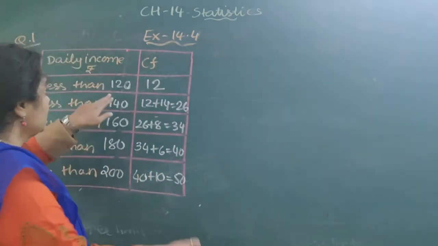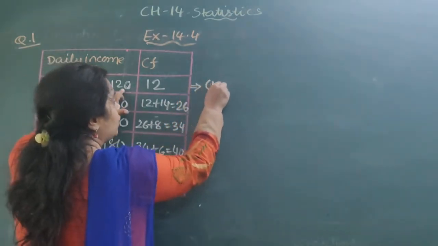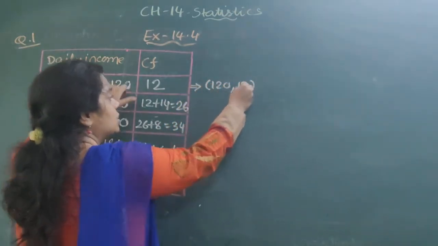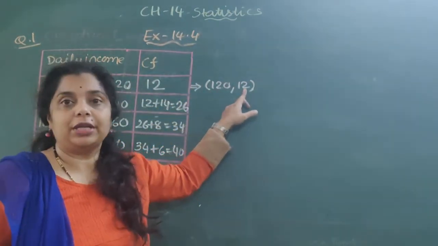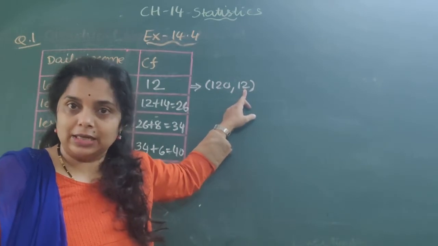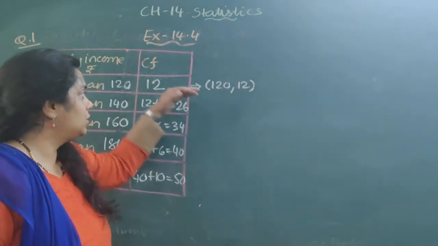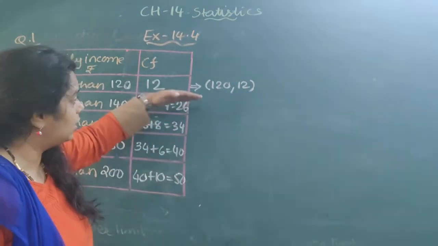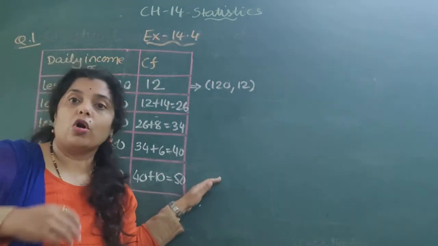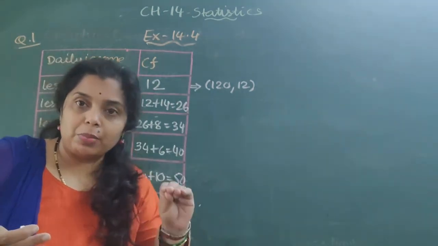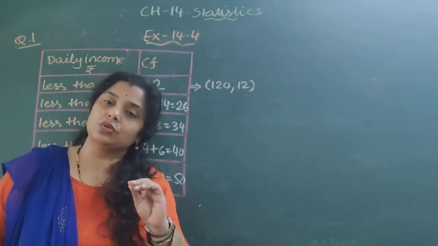So first of all, just pick out the points. For the first, it is 120, 12. So this is our first point: x coordinate 120 and y coordinate 12. Is it clear? Are you getting me? Similarly, we can get 1, 2, 3, 4 more points. So by plotting 5 points in total, we will get our ogive.